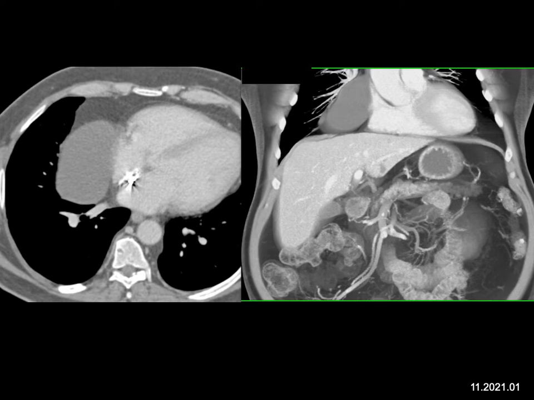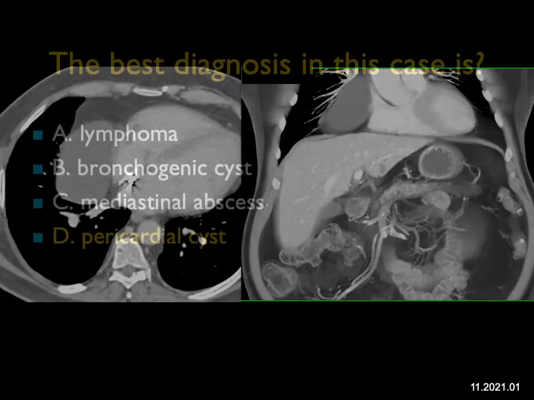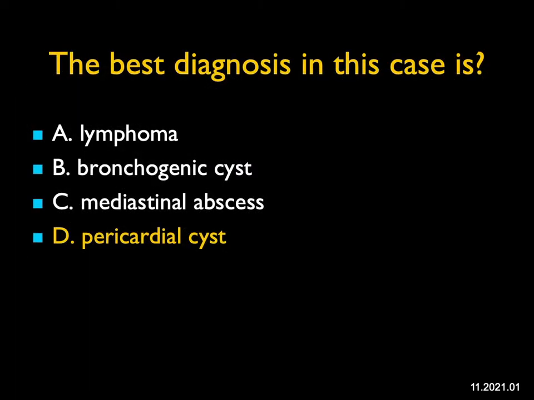So we think about bronchogenic cysts, we think about esophageal duplication cysts, and we think about pericardial cysts. This is a perfect location for a pericardial cyst. They can be small, they can be large, water density, homogeneous, just a beautiful example of a pericardial cyst.